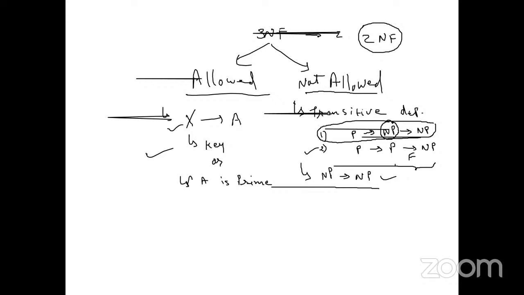Anyone having any doubt? Okay. So then BCNF is very simple, right? One thing to check about. It is even more strict, right?